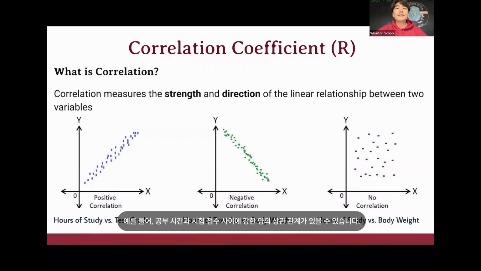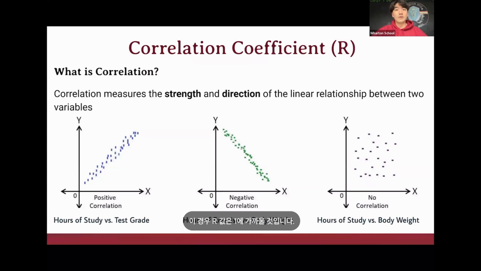For example, we might see a strong positive correlation between hours of study and test grades, meaning as our study hours increase, so do the test grades. In this case, the R value will be closer to 1. In the second case, our body weight will decrease as the hours of exercise increase. This is an example of a negative linear relationship where the R value will be closer to -1. In the last example, there is no linear relationship between hours of study and body weight. So in the last example, our R value will be closer to 0.